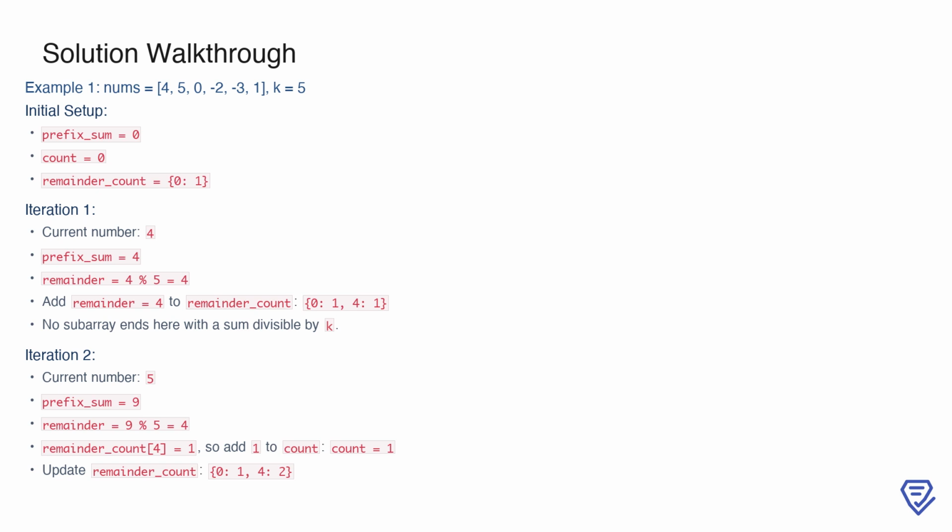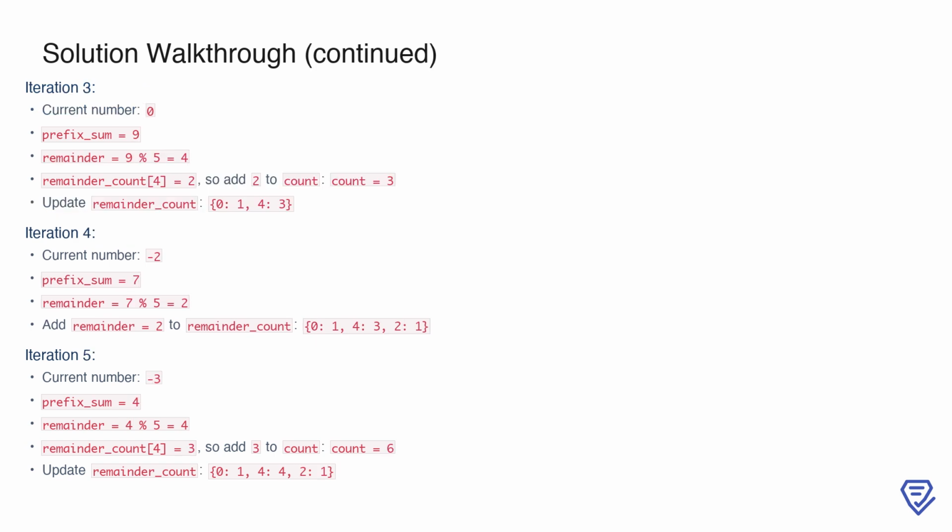This time, remainder_count already has 4 with a value of 1, meaning there's one subarray ending here with a sum divisible by 5. Thus, we increment count by 1, making it 1, and then update remainder_count to 0, 1, 4, 2.